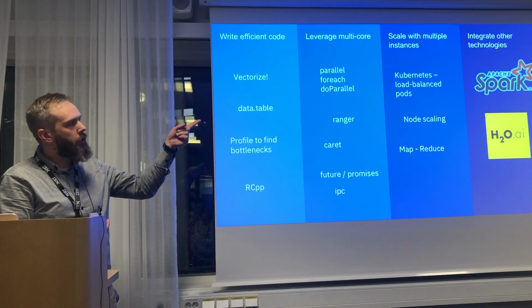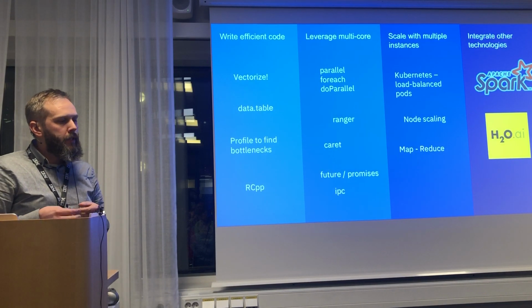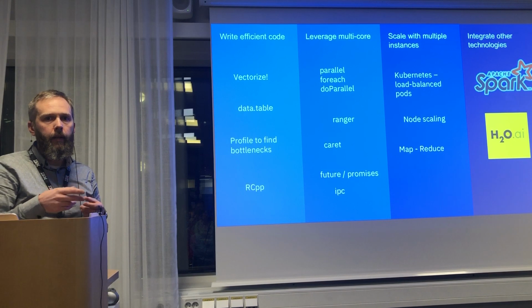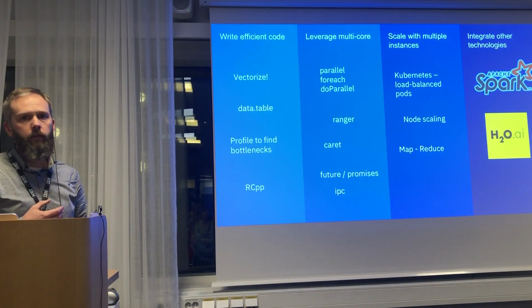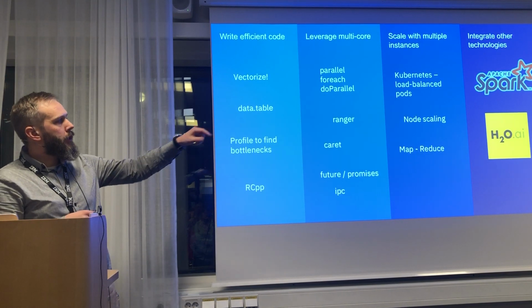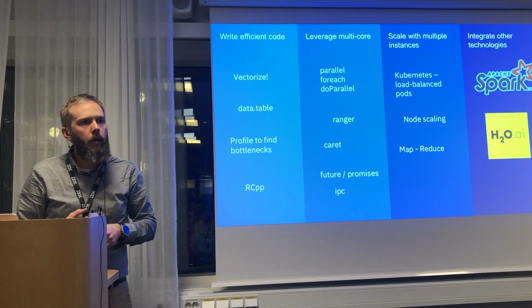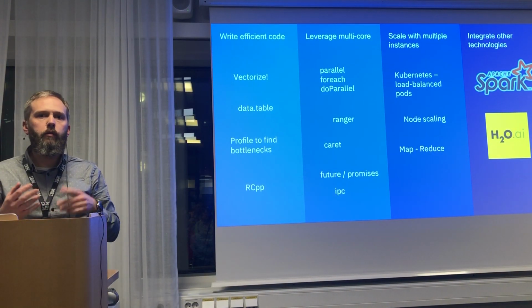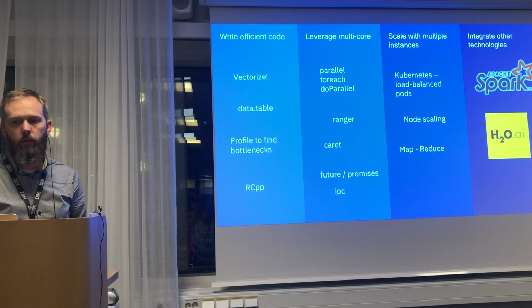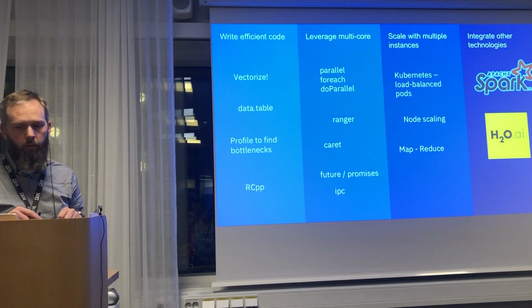We have parallel, foreach and doParallel. For instance, I use mclapply a lot, which is the multi-core version of lapply. It's really, really convenient and it's easy to swap between those two. Some packages leverage this out of the box, like Ranger, which is a random forest implementation, uses all cores to grow the trees, which is great, which the default randomForest doesn't do.